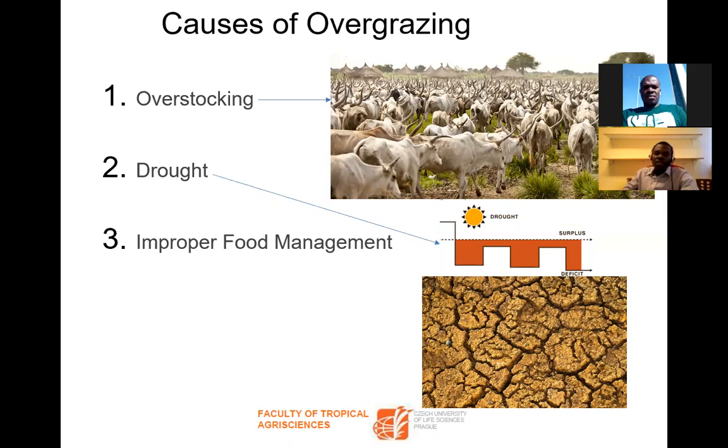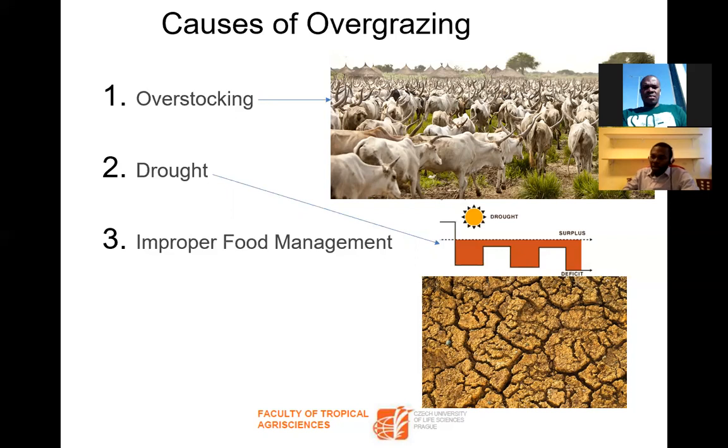There are three main causes. The first is overstocking. As you can see in the first picture, you can see maybe thousands of cattle. As you can see on the ground there, the dome-shaped structures are the residence of the cattle herders. Especially in Nigeria, the Fulani tribe are dominant cattle nomadic farmers, and most times they herd these cattle in their thousands, and they do not have enough places to feed on. Mostly in the north, there is not much grassland compared to the southern part of Nigeria. So you see that there is overstocking.